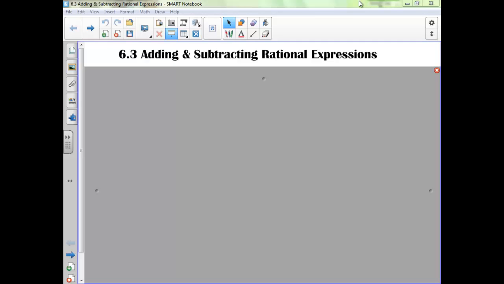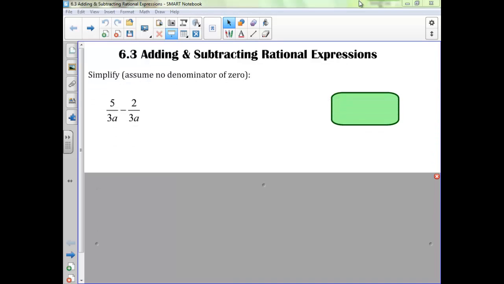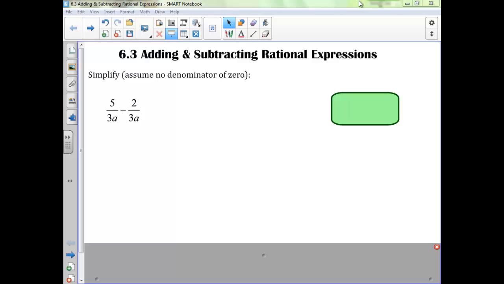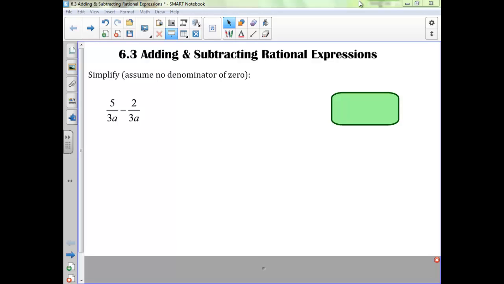Section 6.3, Adding and Subtracting Rational Expressions. So we're going to start by simplifying and just assuming that no denominator is equal to 0.